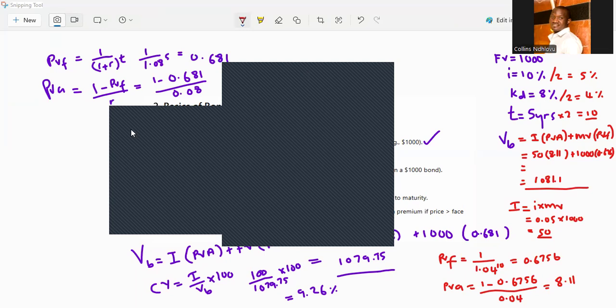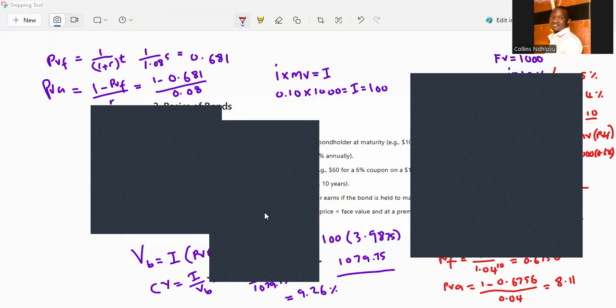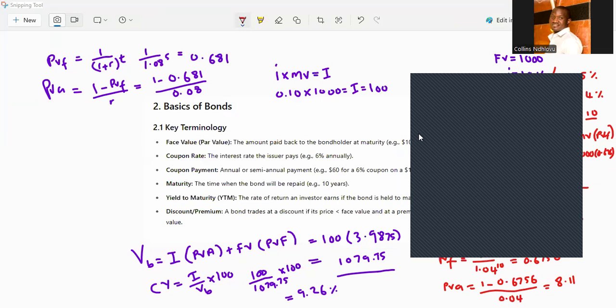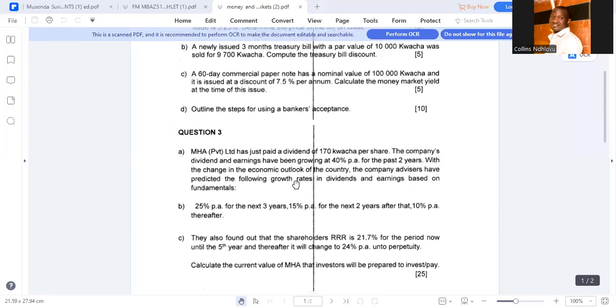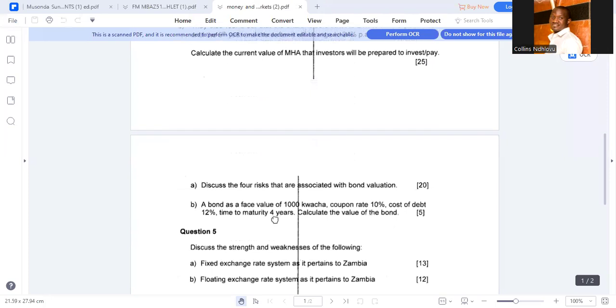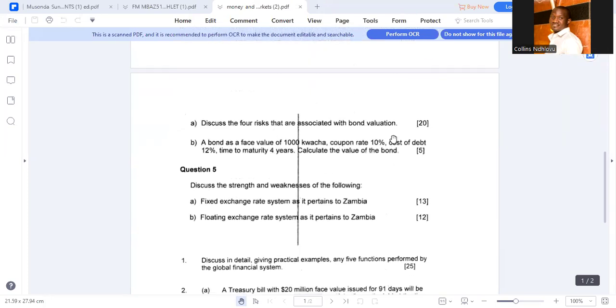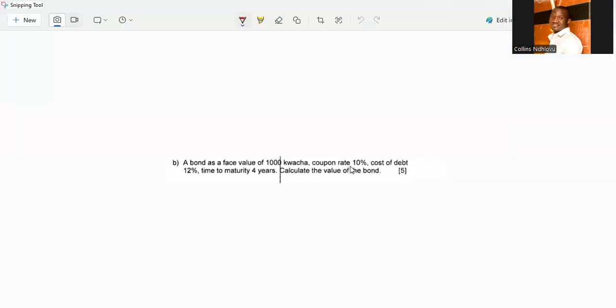So we'll look at the paper that I just shared. We'll look at the value of a bond here, 5 marks. I want you to identify the things that are given there. We're being told the bond has a face value of 1,000 kwacha, coupon rate 10%, cost of debt 12%, and maturity is 4 years. Calculate the value of the bond.